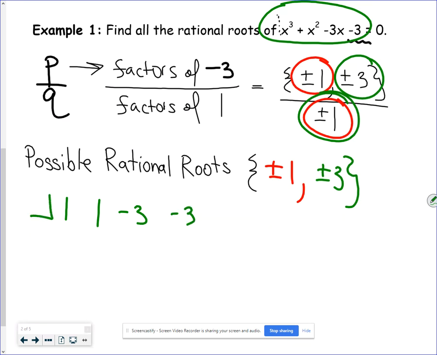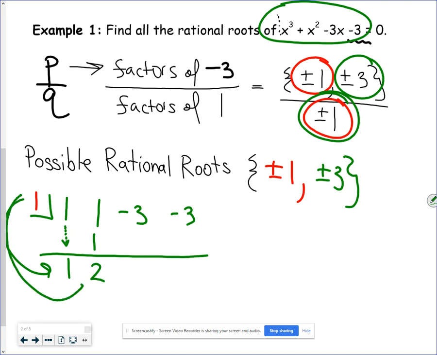So let's test 1 first. Let's see if 1 works. So let's test positive 1. I'm going to drop this down under the line. Take 1 times 1, which is 1. Add these together. 1 plus 1 is 2. 1 times 2 is 2. Write it up here. Negative 3 plus 2 is negative 1. 1 times negative 1 is negative 1. We get negative 4. So the remainder is negative 4. Well, I know that's not a root of it, because to be a root of it, the remainder should be 0. So I can eliminate 1. 1's not going to work.